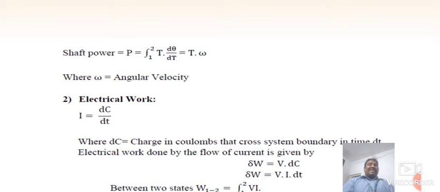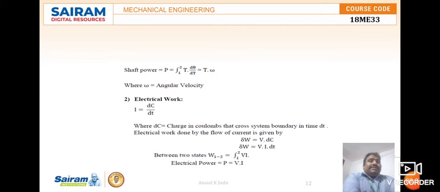Now the next one is electric work. See here, the electric work according to Coulomb's law: I is equal to dc divided by dt. Where dc is nothing but the charge, measured in coulombs, that crosses the system boundary.